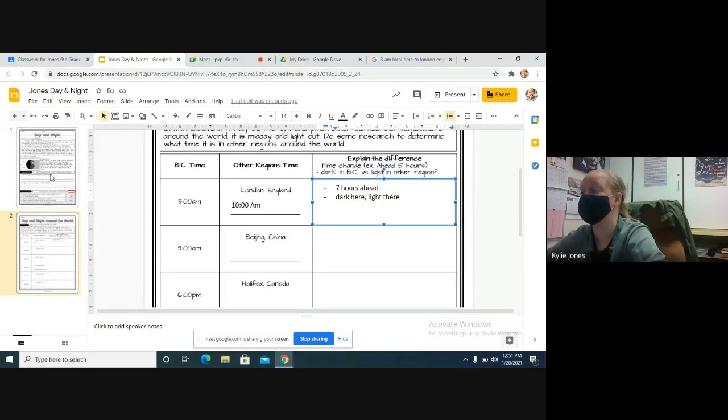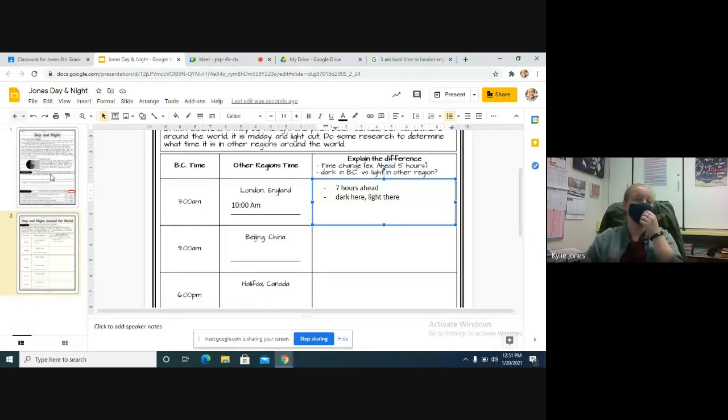Okay, so go ahead and be working on those two slides. That's 9 a.m. local time is what time in Beijing, China. Okay, you guys can just be working on this. Those are the two things that we're doing today, the first slide and the second slide.